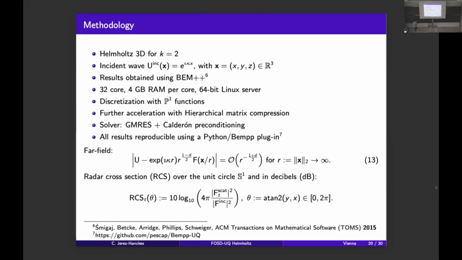So we will compute two things. One is called the far field. The far field is standard in wave scattering. It is basically this expression, what you see after all the evanescent phenomena go away, or the least energy prevailing. And then another measure of merit people usually look at is what's called the radar cross section on the unit circle, which is measured in decibels.